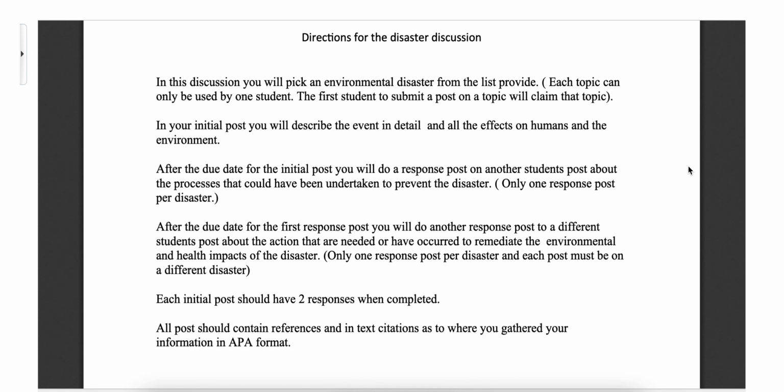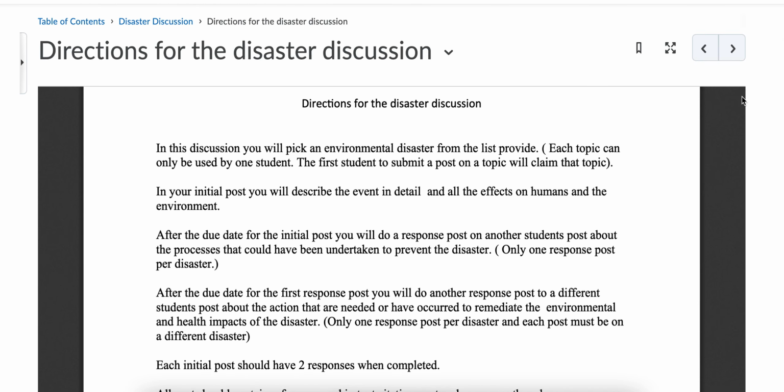With this, make sure that you are using references in all of your posts: initial, first response, second response, with in-text citation, so we know where they came from in the APA format. You're going to be gathering information from lots of places, depending on what the post is, and so we want to make sure that you give credit where that is due, and also connecting this back into our class of understanding environmental health. With that being said, if you guys have questions, please feel free to email.